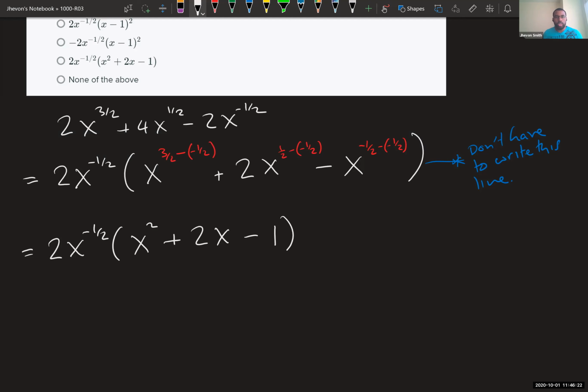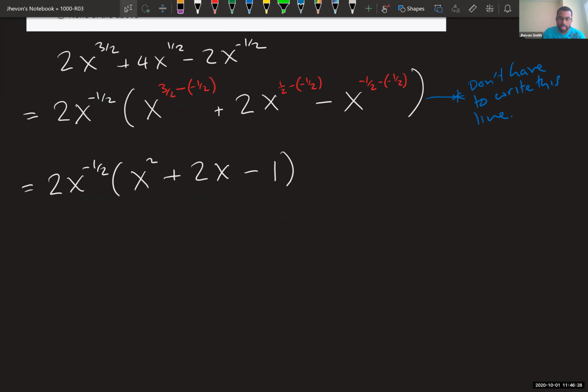Now once you do that, you have the initial GCF factor, and you want to see if things can be factored further. So now you're focusing on this part. Can this be factored further?